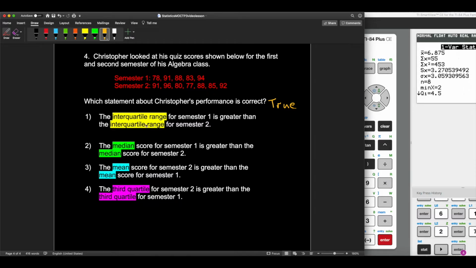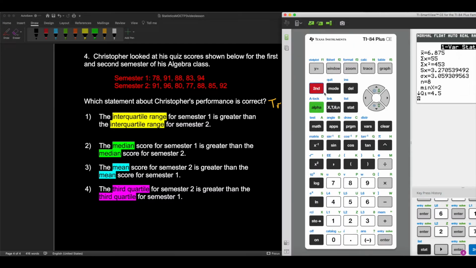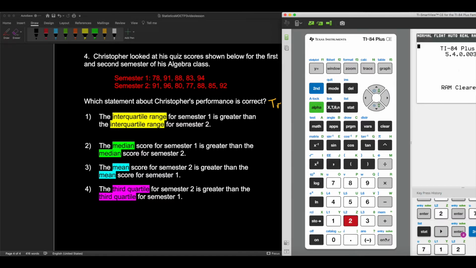They want you to compare the interquartile range. They want median. They want mean. And then they want the third quartile for both semester 1, but then you have to do it again for semester 2. So let's start this now. Let's go to our calculator. This is the last one. Clear it out. Second plus 712. Enter. Stat enter.